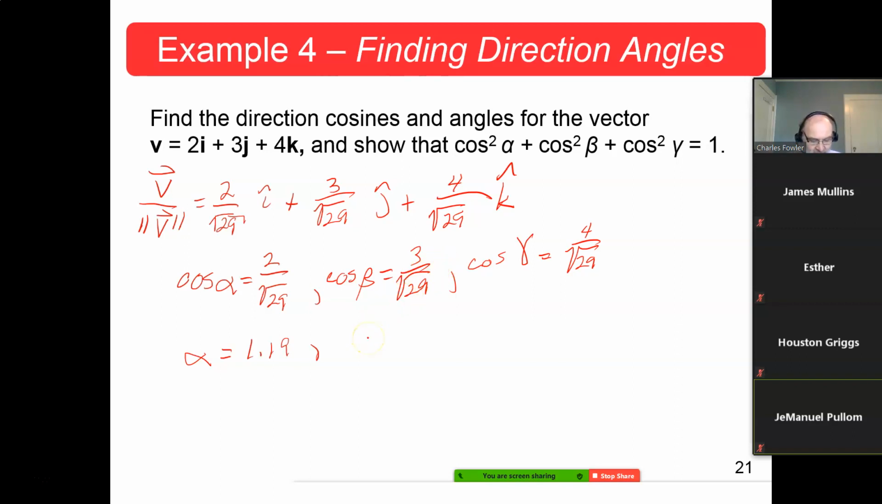Yeah, and then I need to do the inverse cosine of that, and that's 0.97. So beta is approximately equal to, I'm going to call it 0.98. Okay. Gamma, the cosine of gamma is 4 over root 29. So 4 divided by 29 square root equal, that's 0.74. Then take the inverse cosine of that, and you get about 0.73.